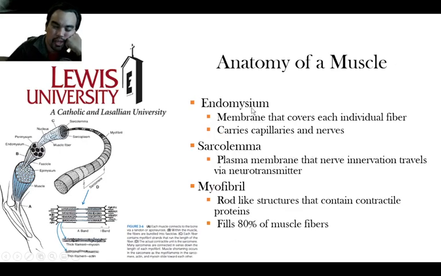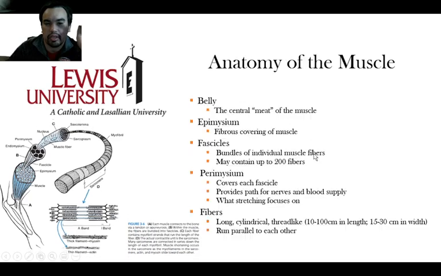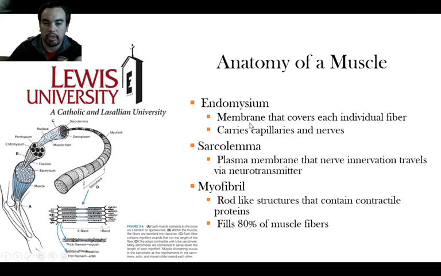Right here, see? Your endomysium. So what is the endomysium? That is right here, right? Your endomysium, your epimysium here. The endomysium is the membrane that covers each individual fiber, and it carries capillaries and nerves. So pretty much, you get some type of mysium that's like your wrapping, right? It's like a saran wrap that holds everything together. So you have your muscle belly, then you have your epimysium, which kind of covers that. Your fascicles, which is covered by your perimysium. Your fibers, which is covered by your endomysium. Your sarcolemma, and then your myofibrils.